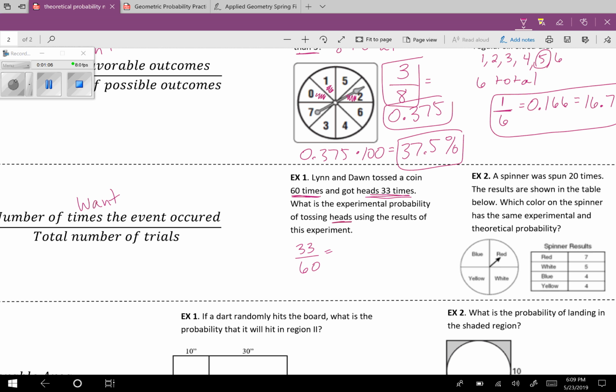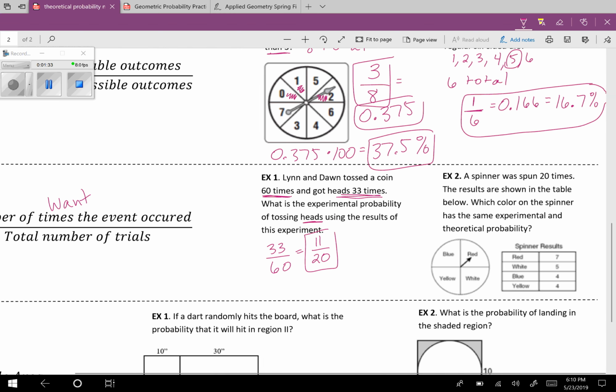And remember, whenever you have a fraction, you always have to reduce it. You can type 33 out of 60 in your calculator, and that'll reduce it. But they're both divisible by 3, so it's 11 out of 20. Okay, 11 out of 20. And then if they ask you to, you can turn that to a decimal and get a percent. But for experimental, we're just going to stop at fractions.